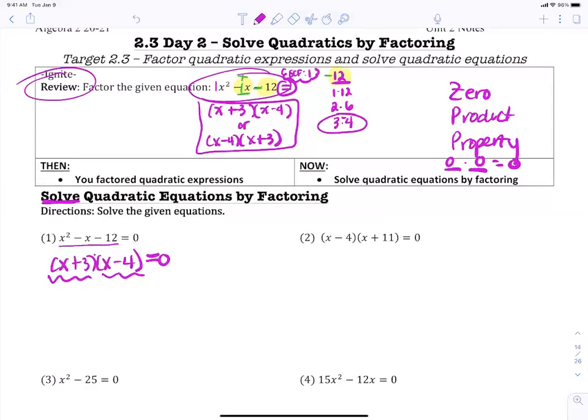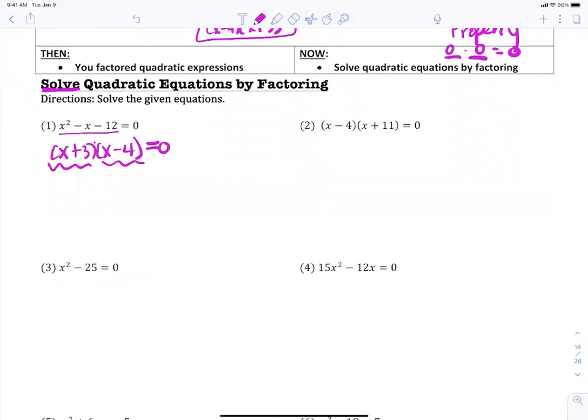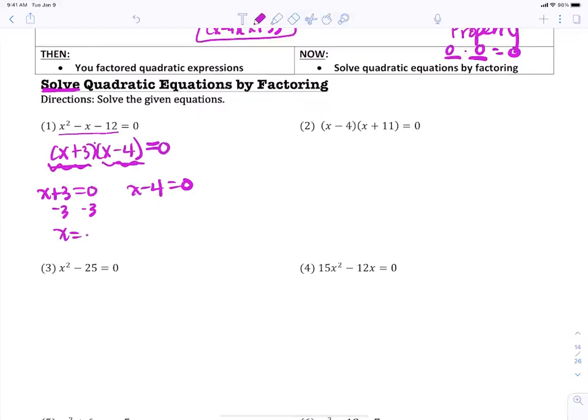But in factoring world, it means we're looking for what number would make each of my factors 0. So whenever we get our two factors, in order to do the solve by factoring step, we split them apart. We say, okay, what is going to make x plus 3 equal to 0? Well, we're going to subtract 3 from both sides. And that means that x could equal negative 3. Same thing with x minus 4. Here we would solve for x. I would add 4 to both sides, and we get x equals positive 4.